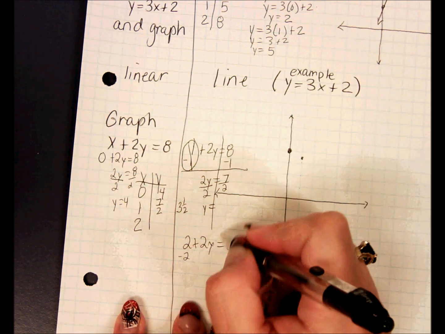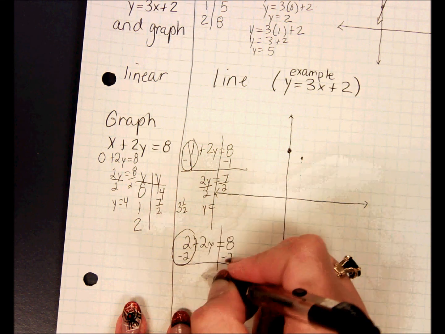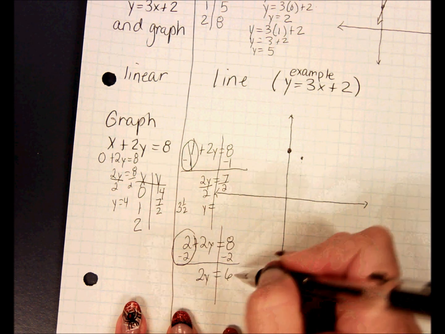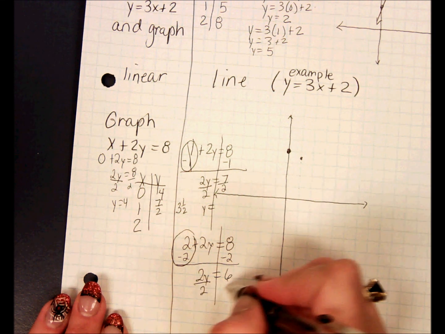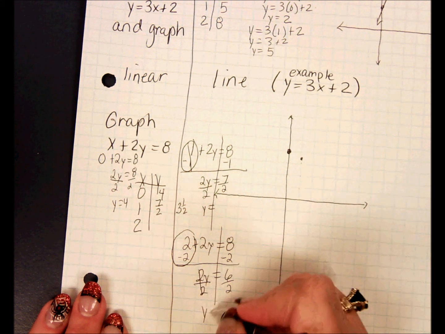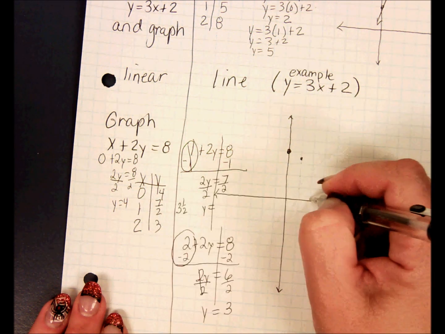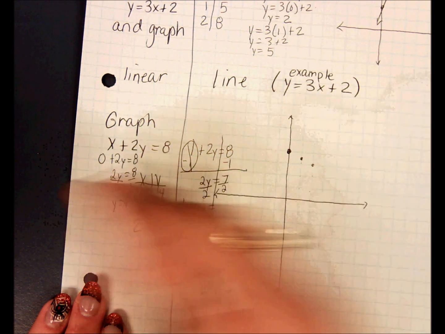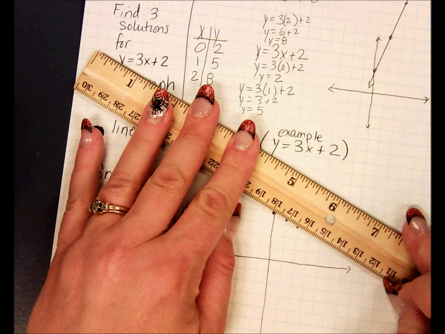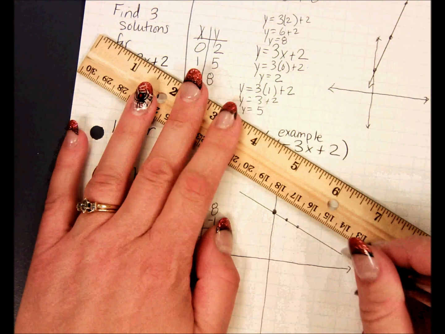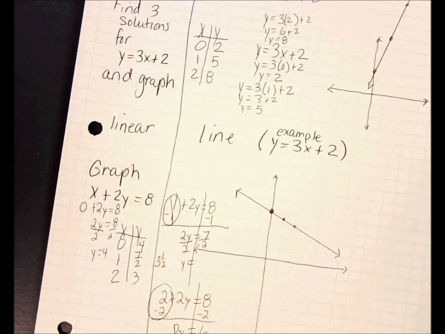Subtract that 2, and I forgot my mirror, from both sides. This does give me a 0. 2y equals 6. Again, opposite operations. 2 times y, I'm going to divide. y equals 3. So over 2, up 3. And now I'm going to use my ruler to make my line. When you go to draw the final line, I really expect to see that ruler coming out.